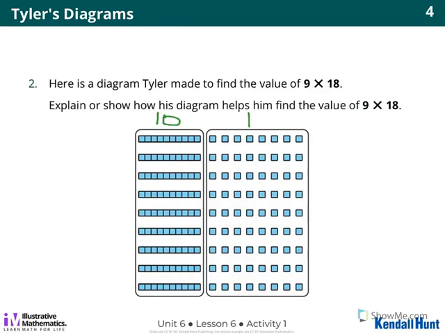I liked this one better. Okay. And again, guys, is he thinking about place value? Yes. He sure is. How does this diagram help you multiply 9 times 18? You guys did a fabulous job of answering these questions for number 2, but so many of you didn't find the answer. How does this help you find 9 times 18?